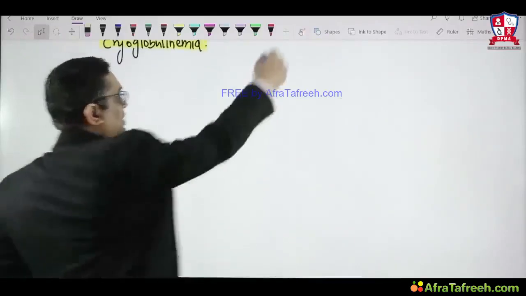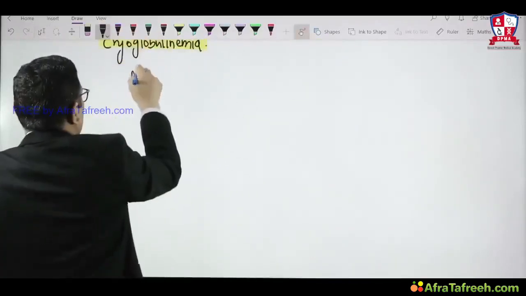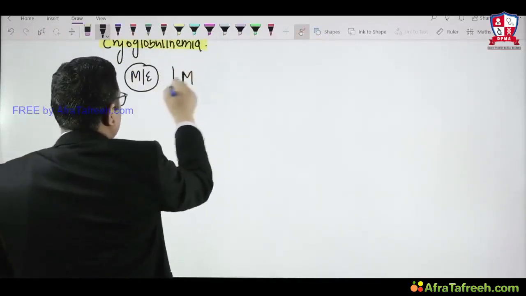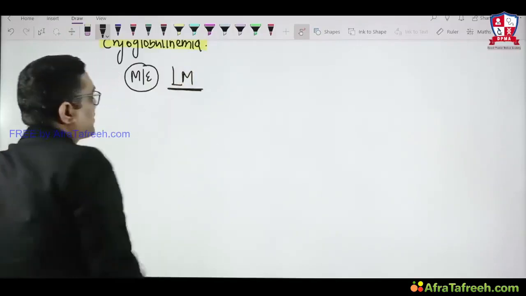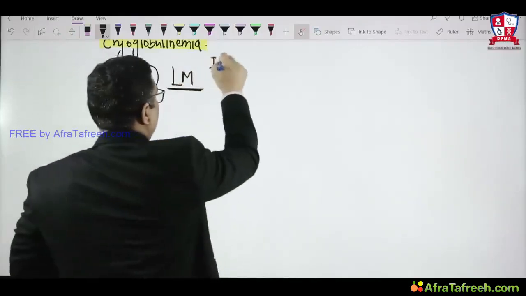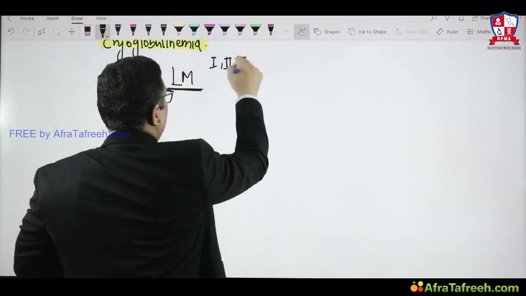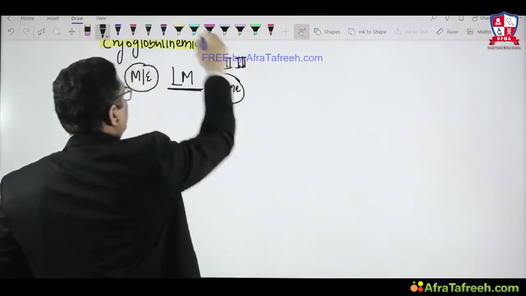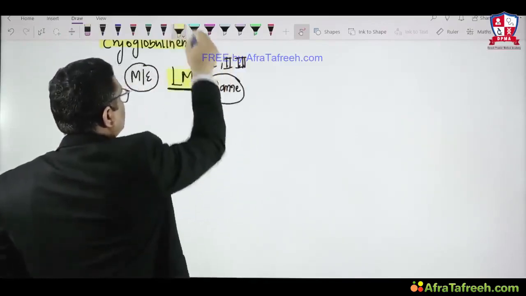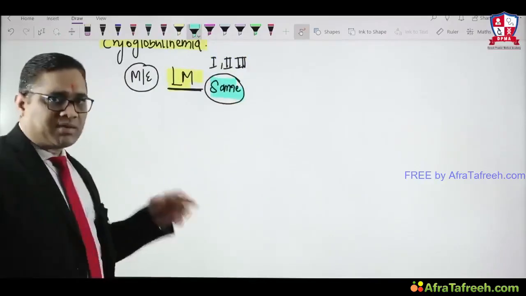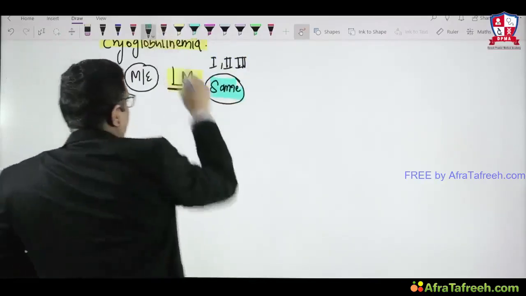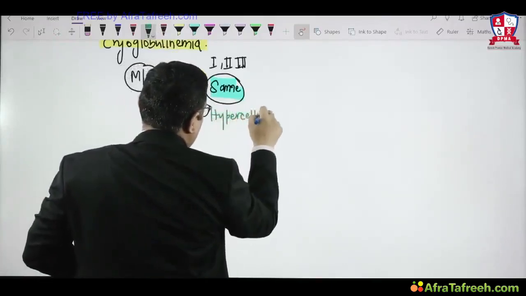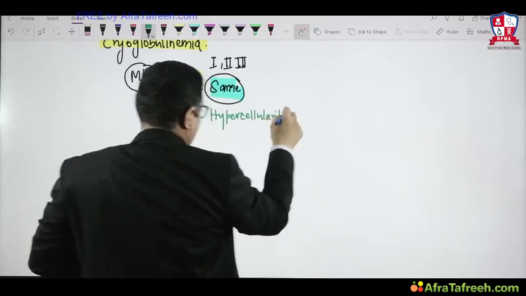What I want to tell you, on microscopic examination, all three will be having the same type of light microscopic finding. So all three, MPGN 1, 2 and 3, will be having the same type of light microscopic picture. So that is very important to understand. Light microscopy will be the same for all of them. And what is the light microscopic finding? Light microscopic finding will be hypercellularity, right?